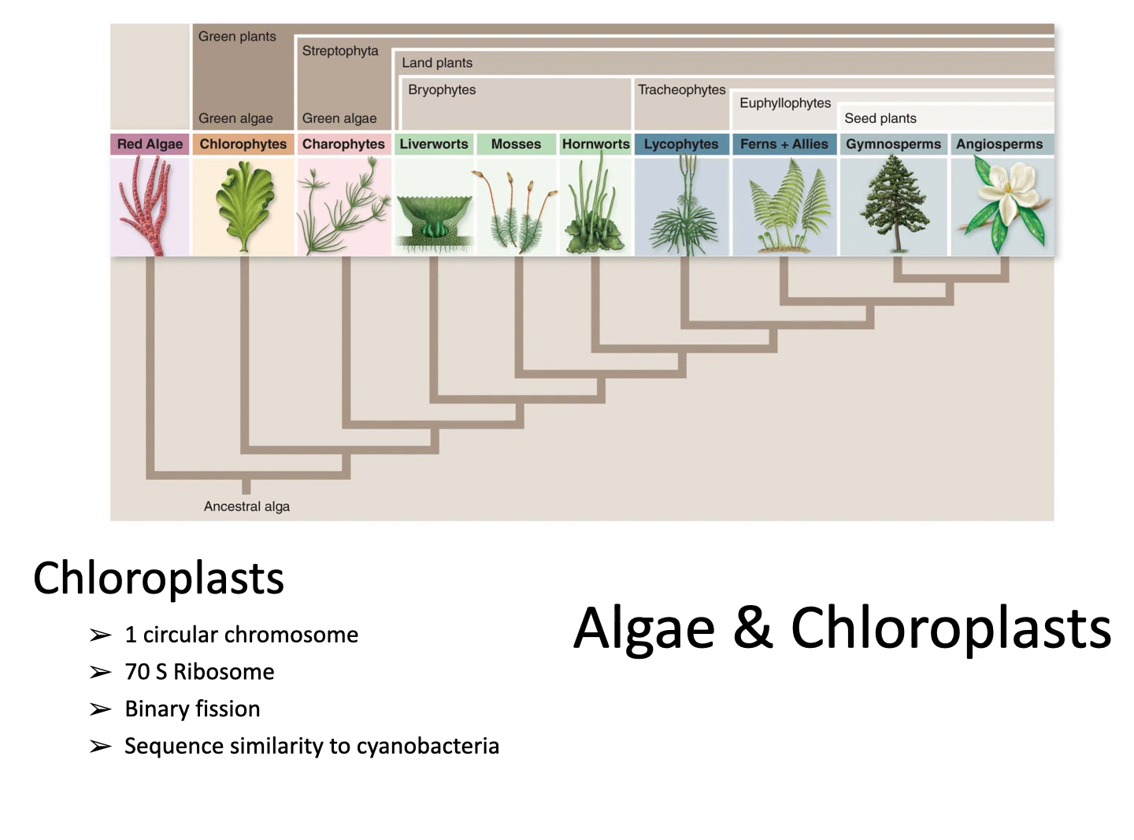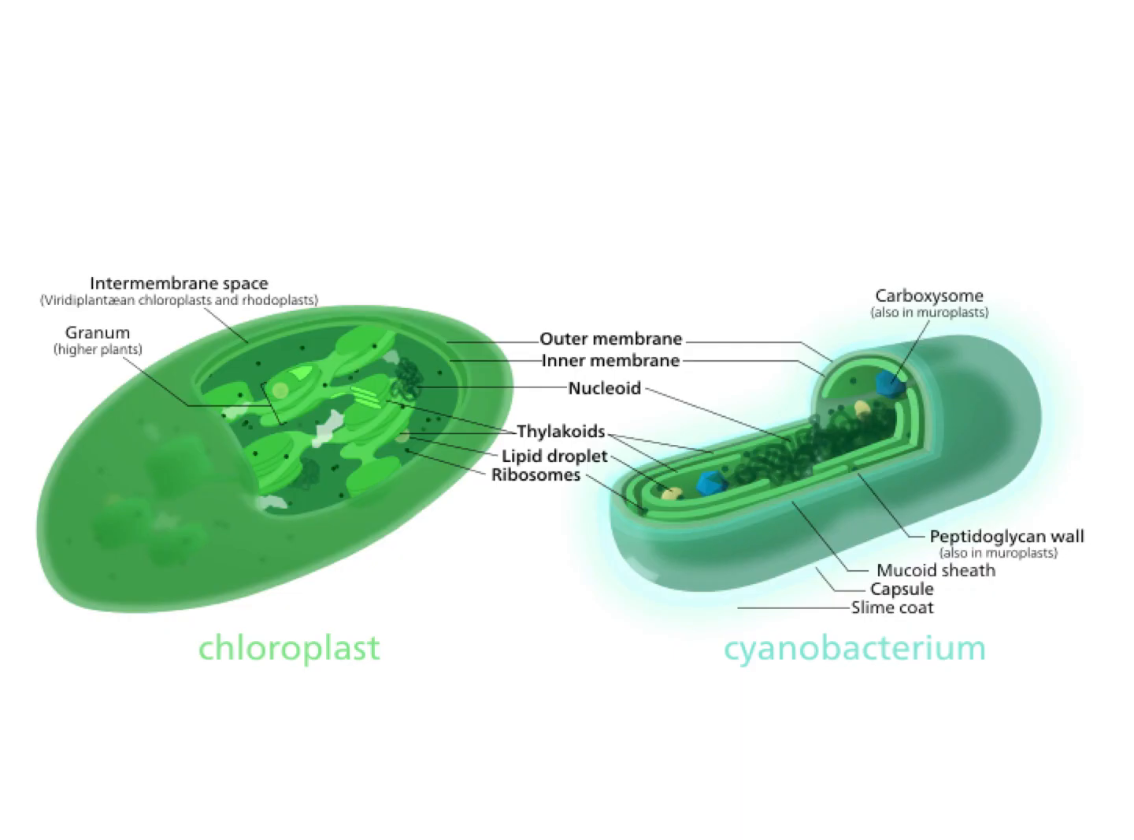So there you see liverworts, mosses, hornworts. Those are the bryophytes. That's what we're covering today. There's a comparison of the chloroplasts and the cyanobacteria. The chloroplast has, as I mentioned, a singular circular chromosome.